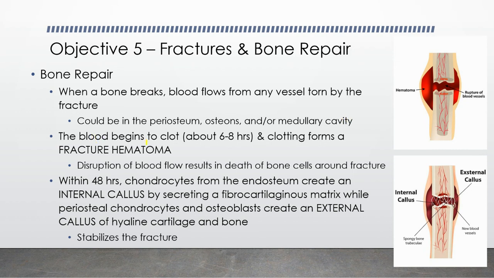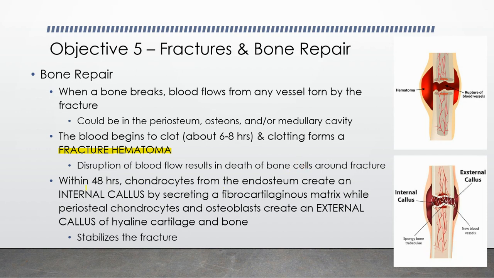And so the first thing that's going to happen is the blood that is coming out of those vessels is going to begin to clot. And we call that a fracture hematoma. It just kind of looks like a big swelling of blood around that broken bone. And so what's going to happen is when the blood is no longer flowing in those areas, it is going to cause those bone cells to die.